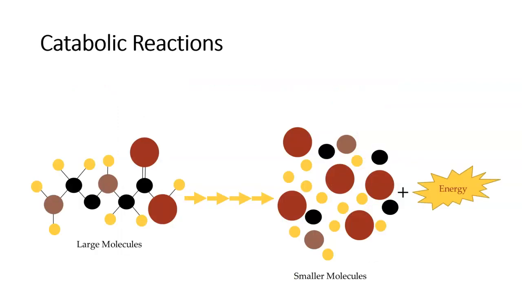So the term metabolism refers to all of the chemical reactions that happen in the cell. We can divide metabolism into two halves. Chemical reactions within cells can be grouped into two categories: catabolic reactions and anabolic reactions. Catabolic reactions break down large organic molecules into smaller components, like we see here in this picture.